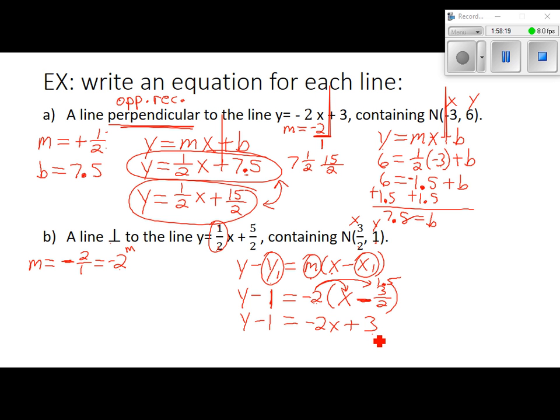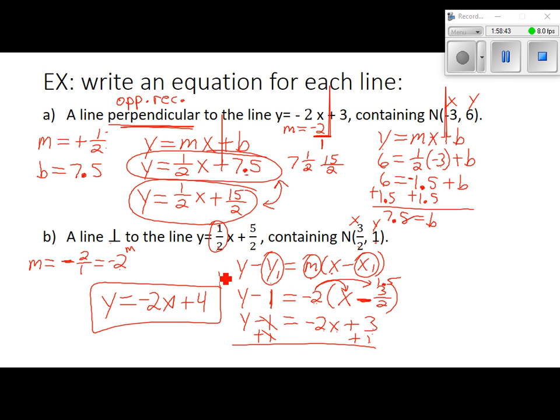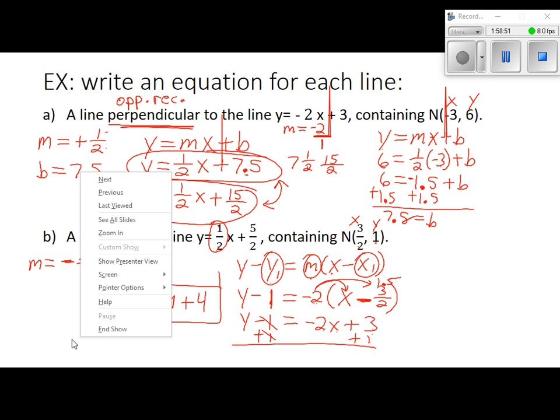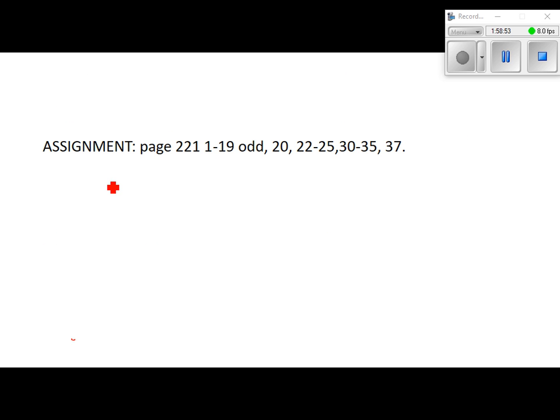Then the last step, this one worked out nice because that got rid of the fraction and got rid of the decimal also. Then we add 1 to both sides, and we end up, these cancel out, we end up with just y equals -2x stays the same. On the other side, we've got 3 plus 1, which is 4. So now that's a nice looking equation that's in slope-intercept form. That's the assignment.